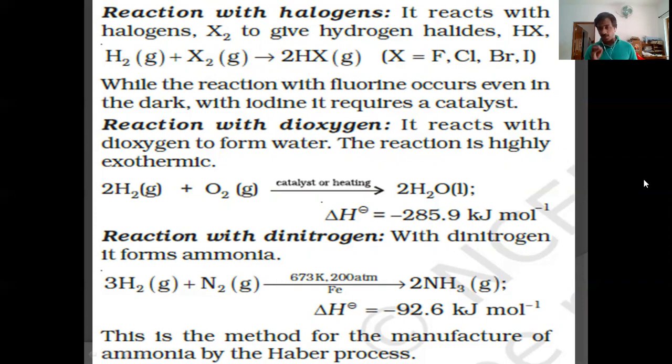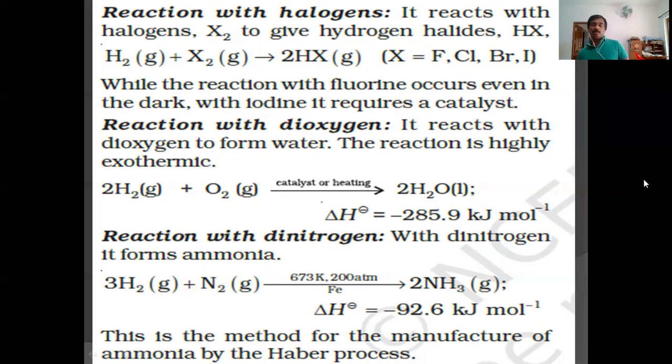Reaction with oxygen, O2. Dioxygen means O2, oxygen. It burns in oxygen, as already mentioned, readily to form H2O and liberates a heat energy of 285.9 kilojoule per mole.